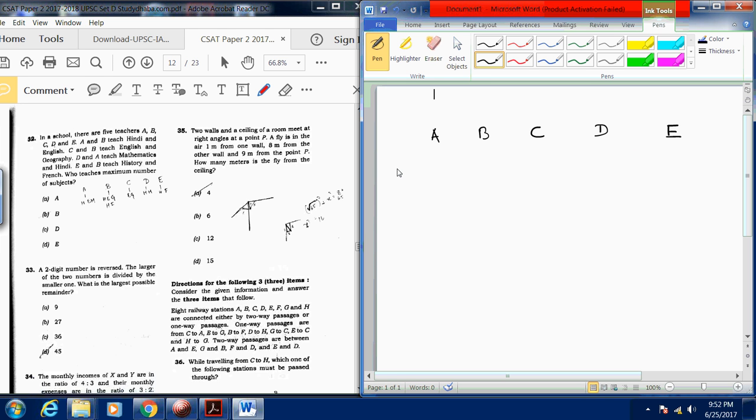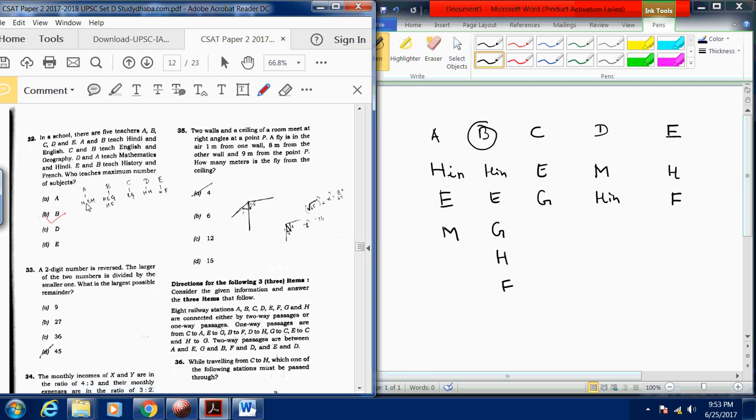Now A and B teach Hindi and English. So Hindi, English. A and B, Hindi, English. C and B teach English and Geography. English is already there, so Geography. D and A teach Mathematics and Hindi. D teaches Mathematics and Hindi, and A teaches Mathematics and Hindi. Hindi is already there. E and B teach History and French. B, History and French. So from this, the maximum number of subjects are being taught by B. So your answer is this one, B.